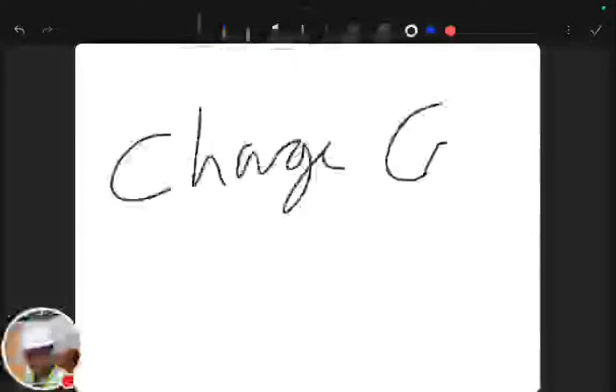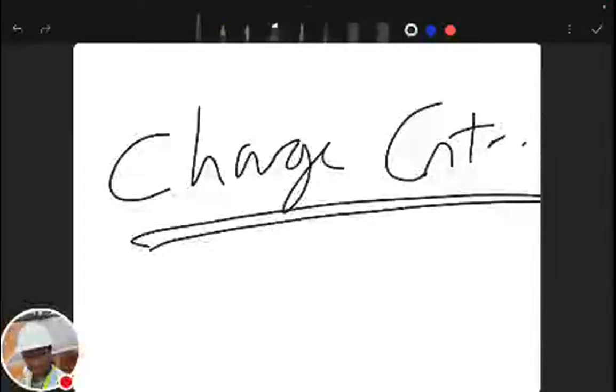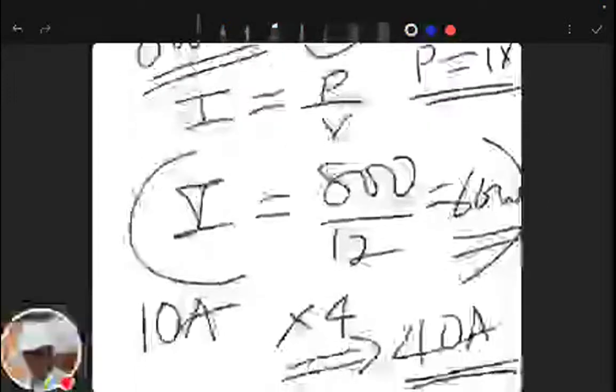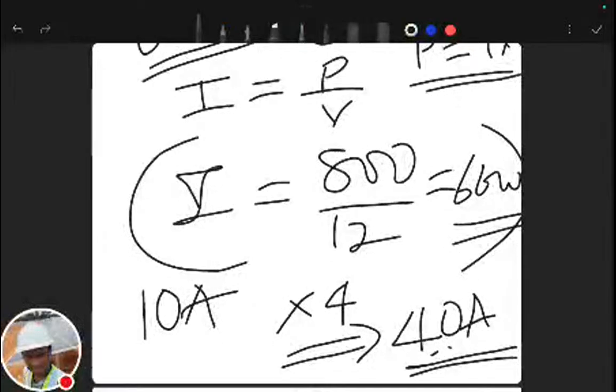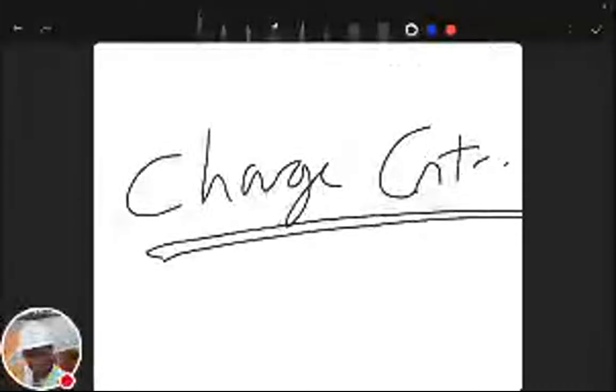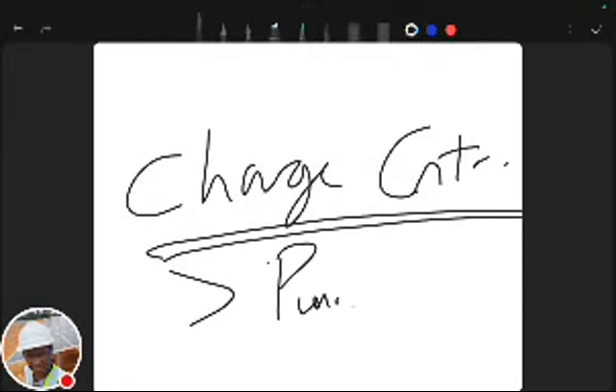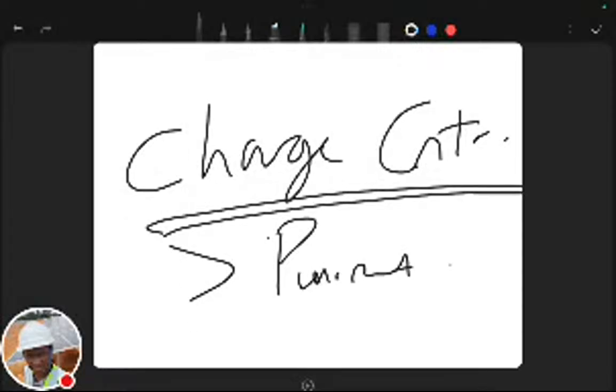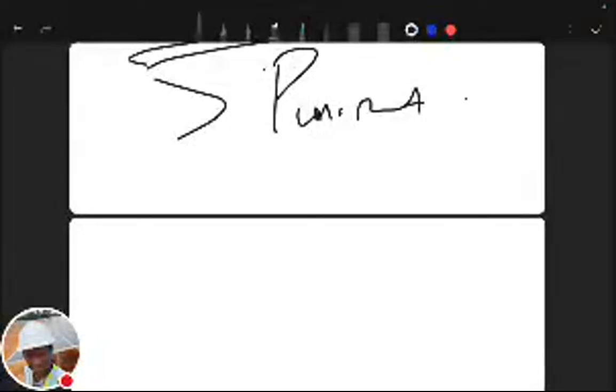Let's move on to the charge controller. What determines the charge controller we're going to use in our system? Well, what determines it is the current coming from the panel. We have calculated a 40 amp current, so we need a controller which is more than the panel current, and it needs to be much more.